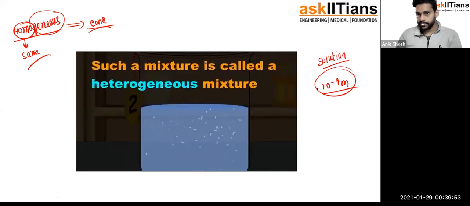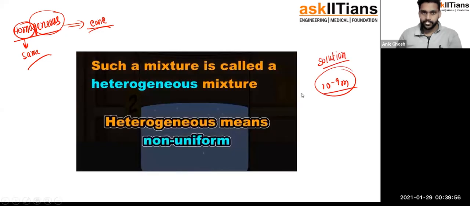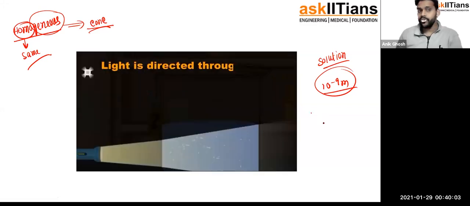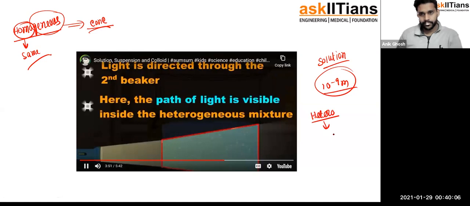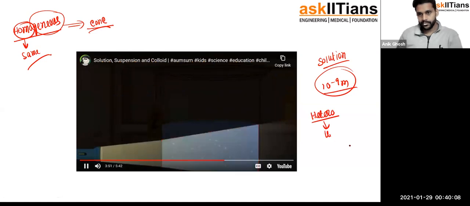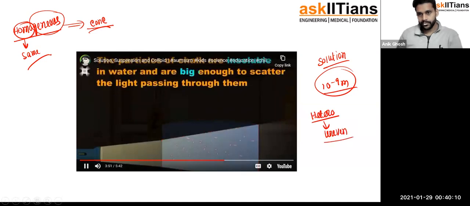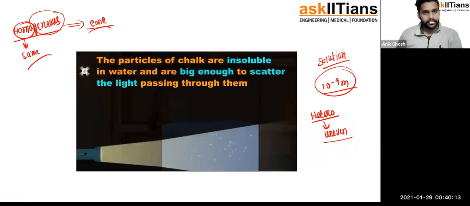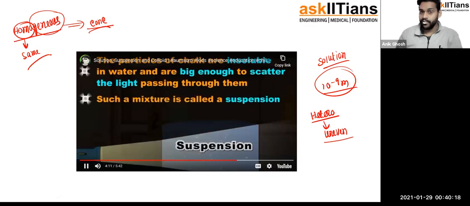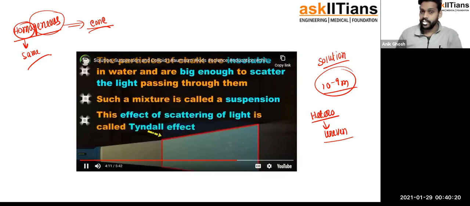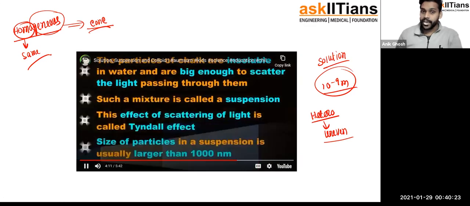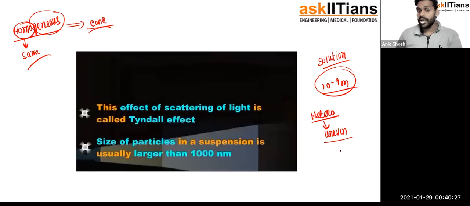The mixture is a heterogeneous mixture. You can see chalk powder in it. Heterogeneous means, hetero means different. Hetero stands for different. So the particles are big enough to scatter the light passing through it. So you can see the light. You would be able to see the pathway of the light, like you can see it right now. Such mixtures are called a suspension. They can scatter the light, which is called the Tyndall effect. The particles are larger than 1000 nanometer, which is 10 to the power minus 6. This is for suspension.